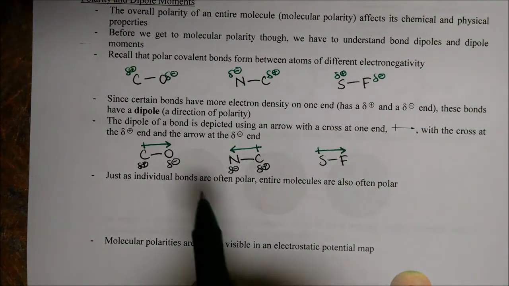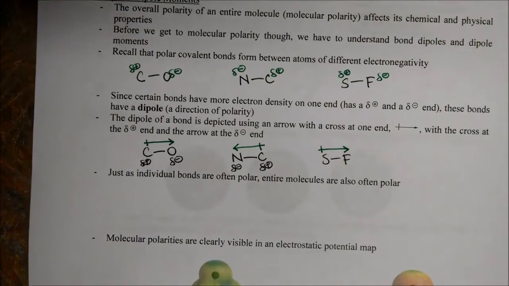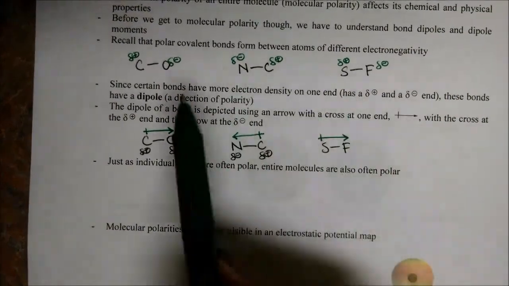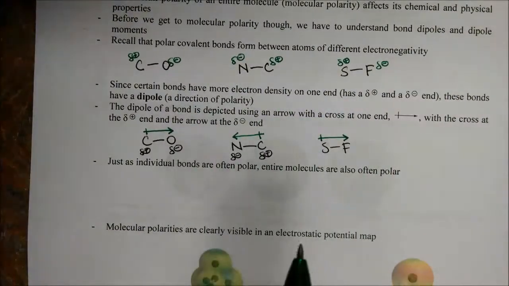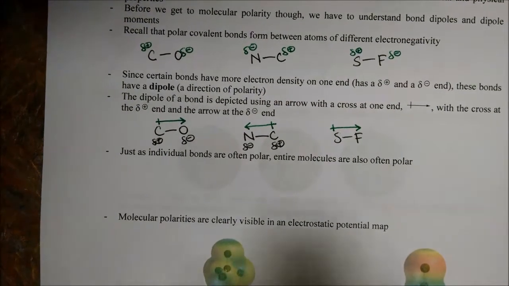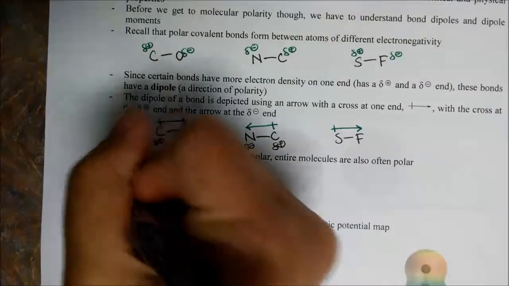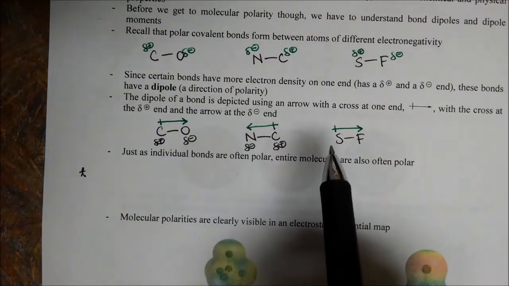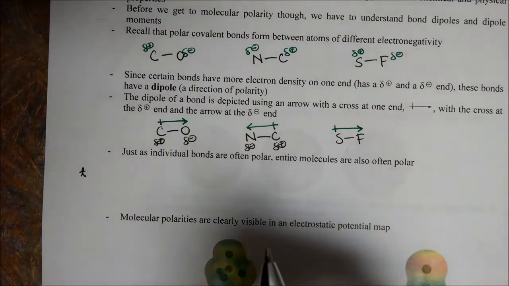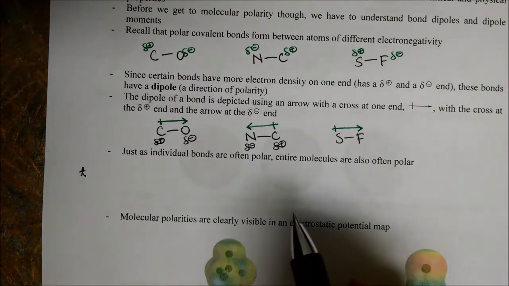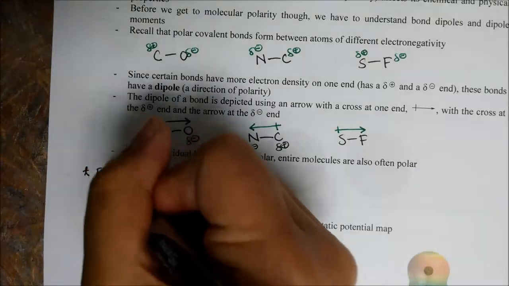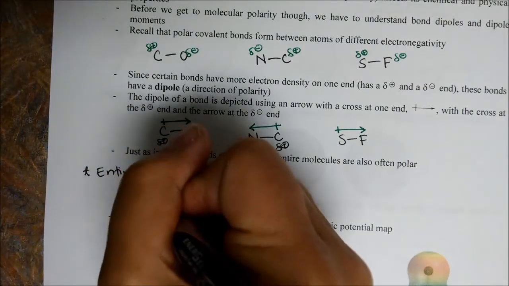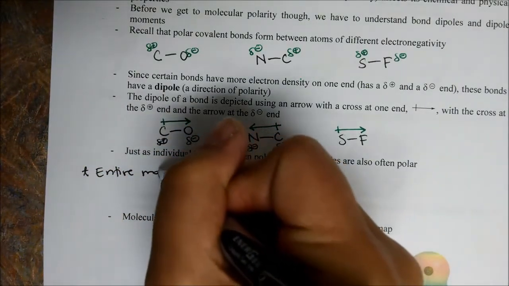Okay, and just as individual bonds are often polar, remember we mentioned that the majority of covalent bonds in all of chemistry are polar, okay? Entire molecules can also be polar. The polarity of the entire molecule depends on the vector sum. If we have the individual bond dipoles in a molecule, and they add up, they reinforce one another, then we're going to have a polar molecule. Okay, so it's the vector sum of those individual bond dipoles.